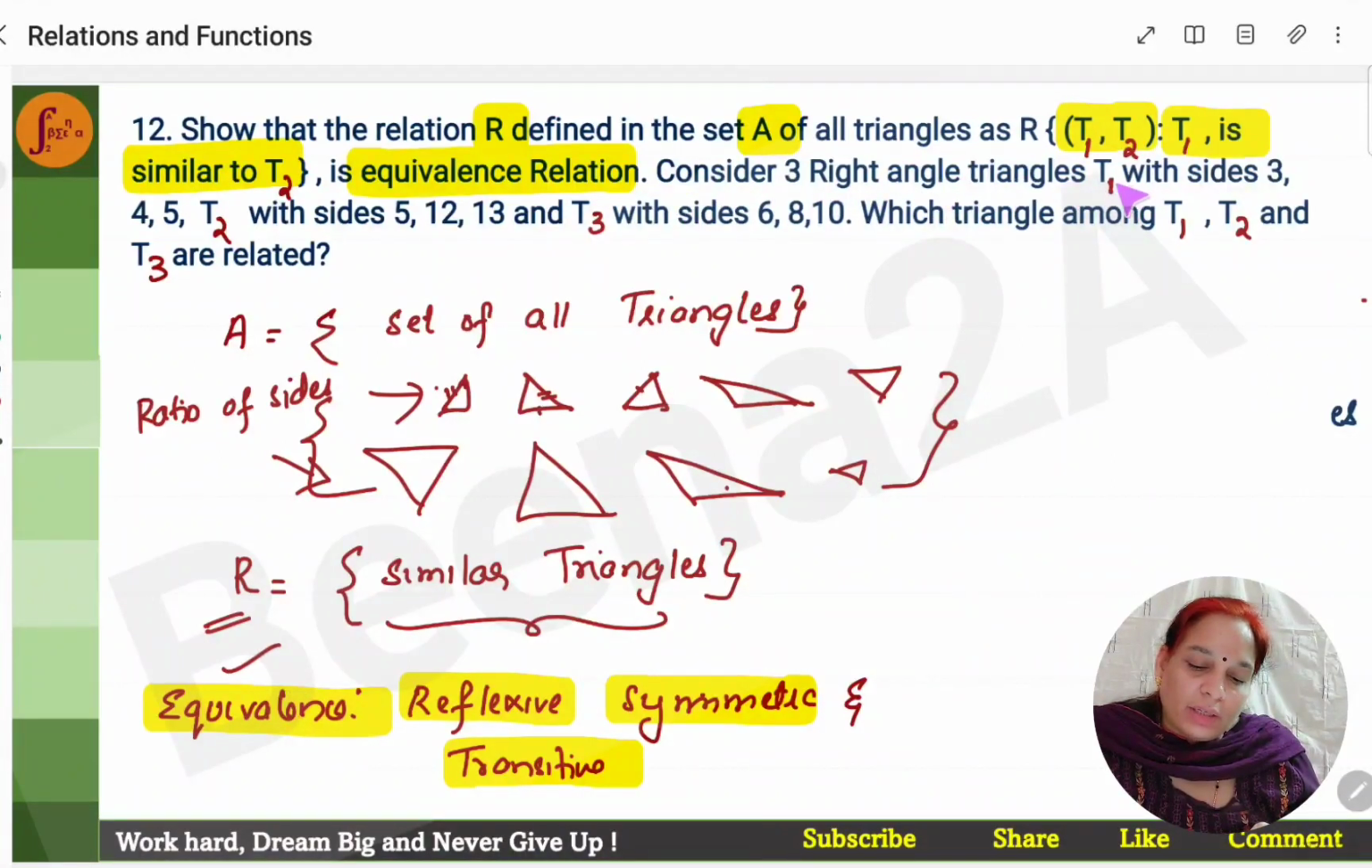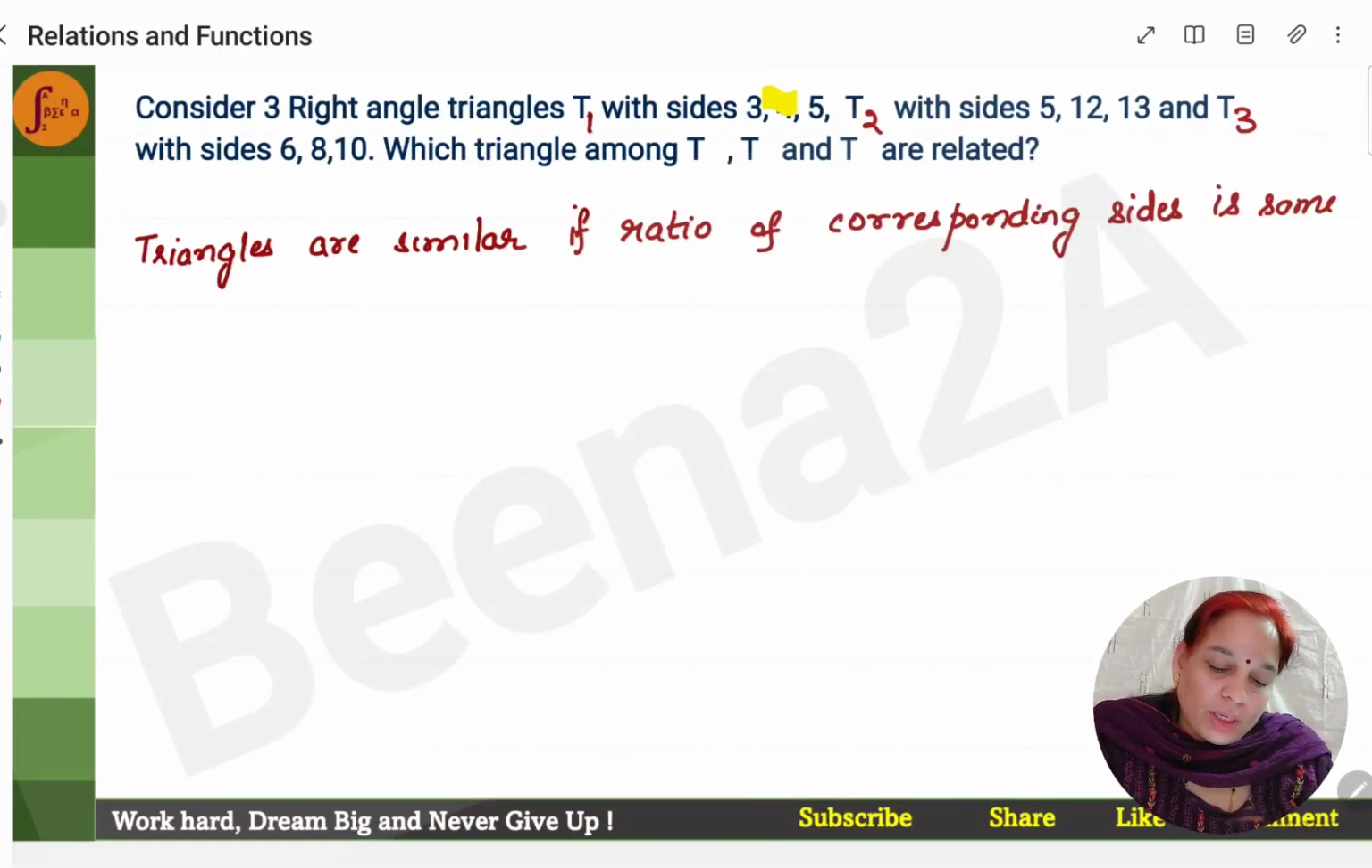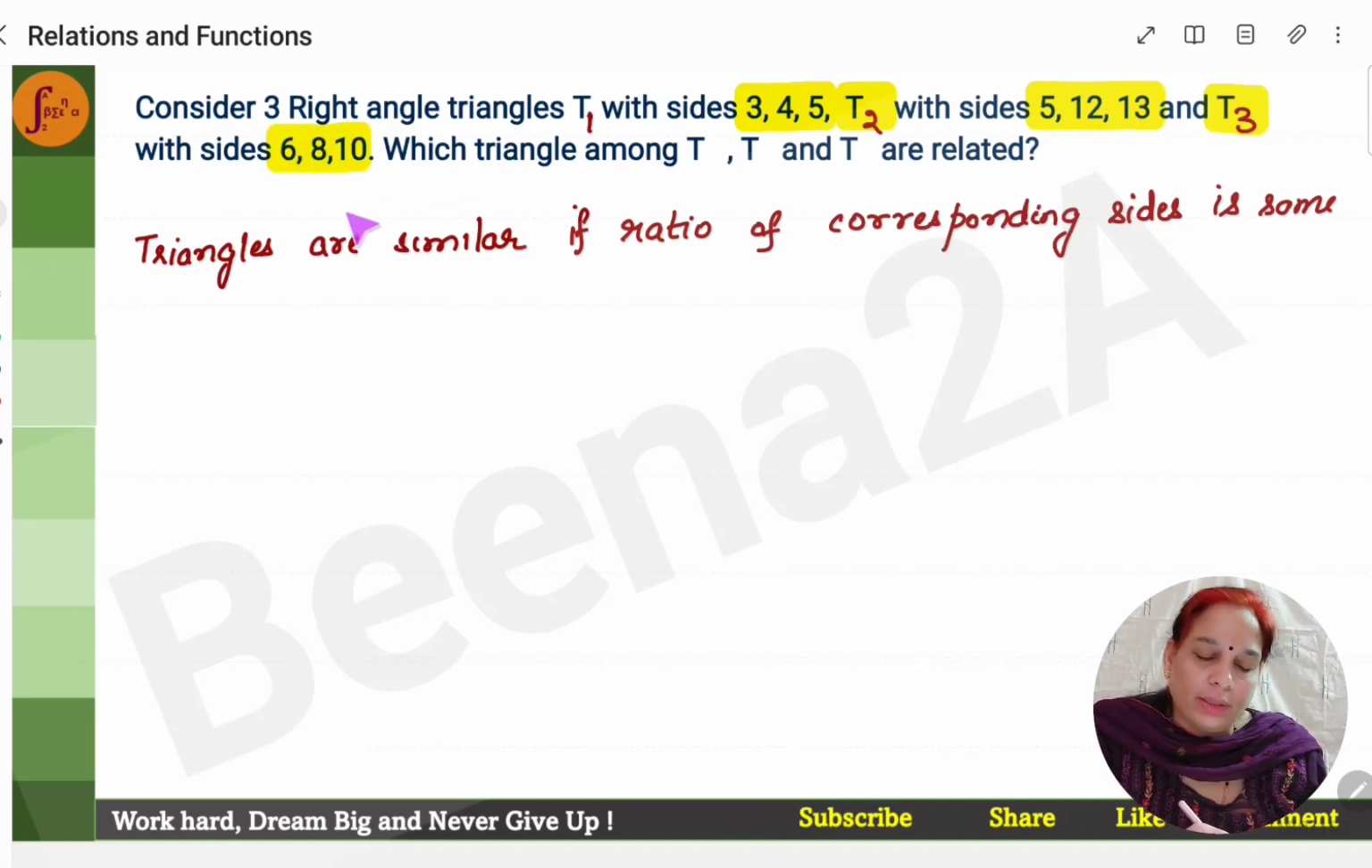Consider three right angle triangles: T1 with sides 3, 4, 5, triangle 2 with sides 5, 12, 13, and triangle 3 with sides 6, 8, 10. Which triangles among T1, T2 and T3 are related? So triangle 1 has sides 3, 4, 5, triangle 2 has sides 5, 12, 13 and triangle 3 has sides 6, 8, 10. Which are related? Related means, what's the relation here? The relation is similar.